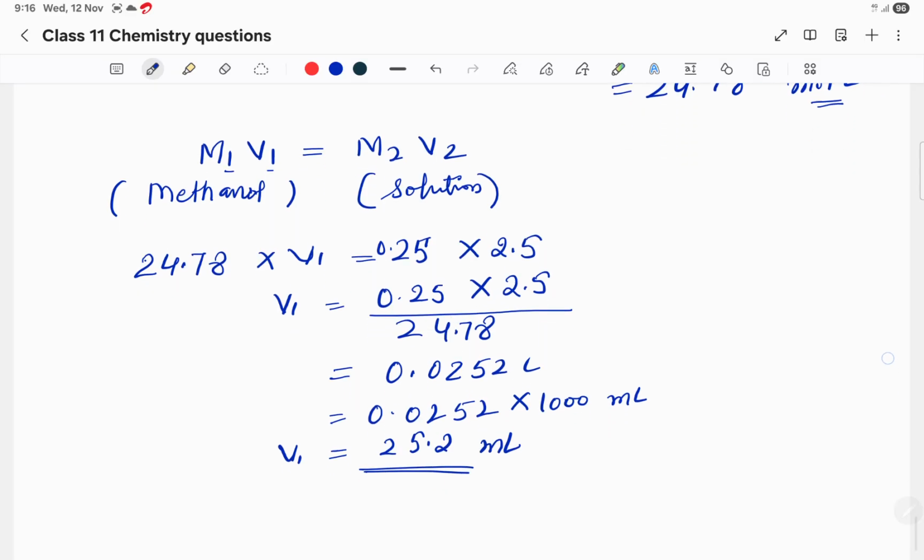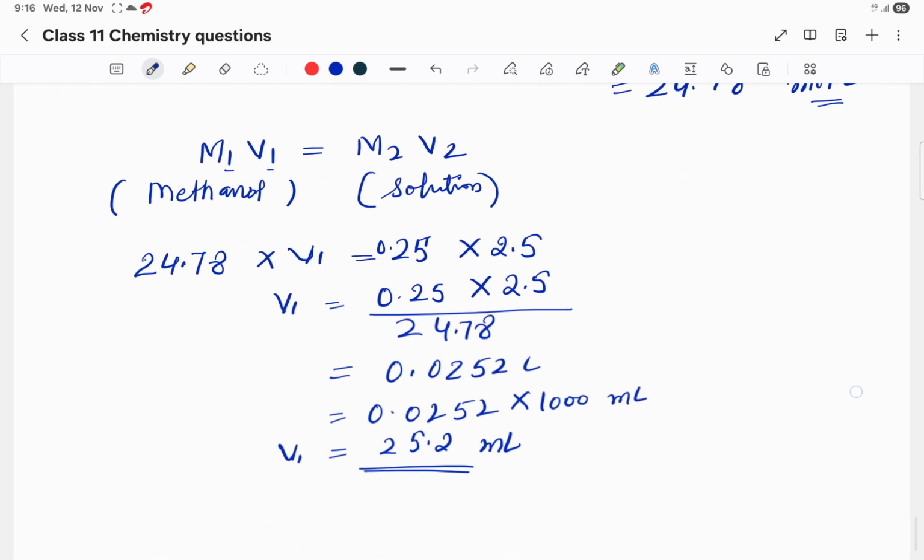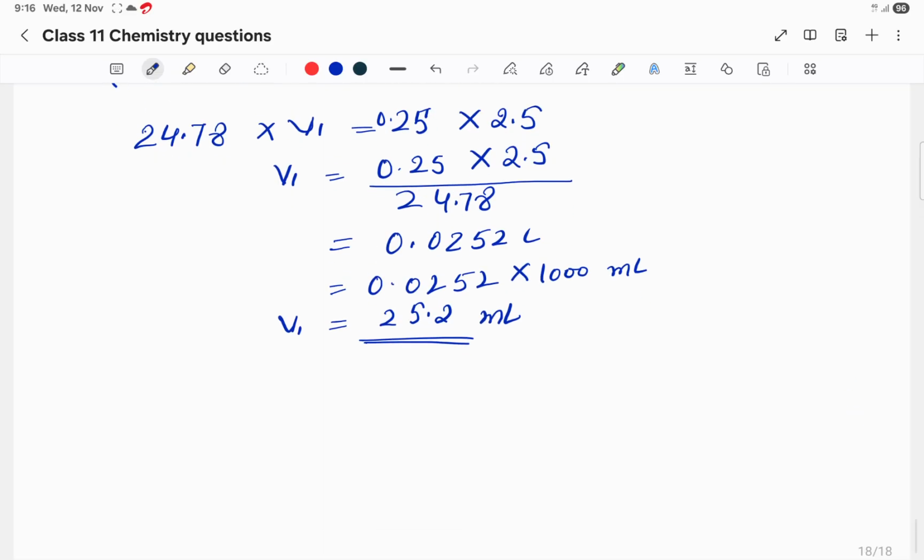So this is how you will calculate this kind of question where volume has been asked. So I hope you all have understood how these questions are calculated and how these calculations are done.